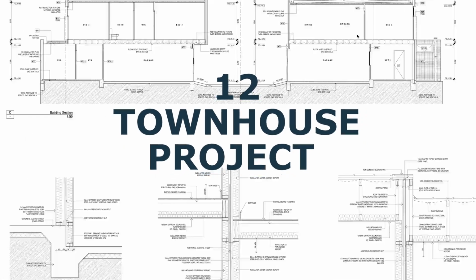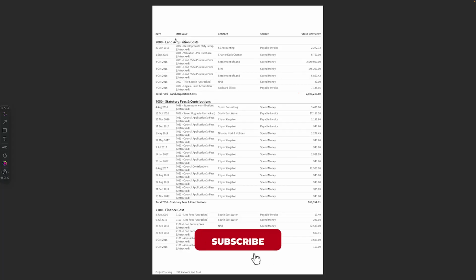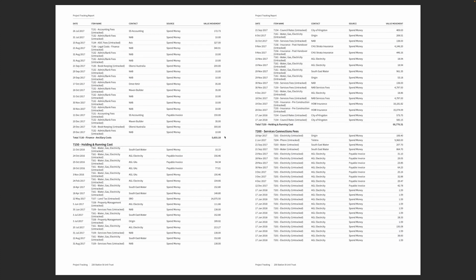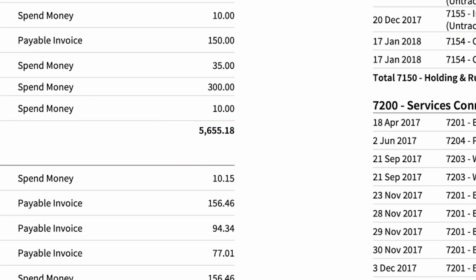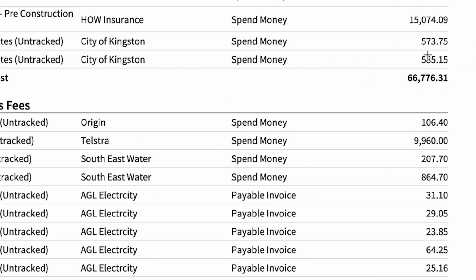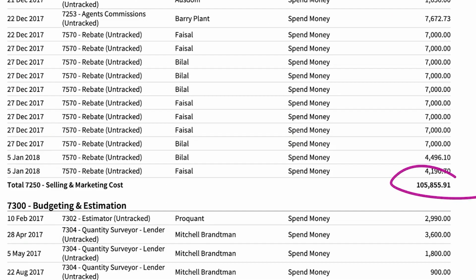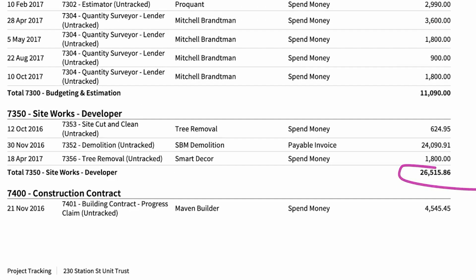A few years ago, I embarked on a 12 townhouse project in Melbourne. The total sale value of the project was $9 million. This was a big project for me at the time. For example, land acquisition costs were almost $2.8 million. We had staff fees sitting at $105,000. We had finance costs of almost $265,000 for the loan. We had other ancillary costs, for example, $5,000, another holding cost for $66,000. We had service connection fees. We had marketing costs, we had site works, we had all this stuff.